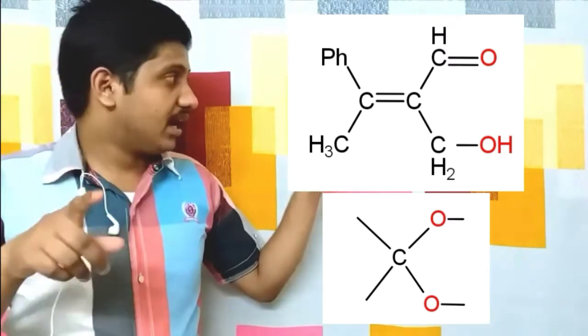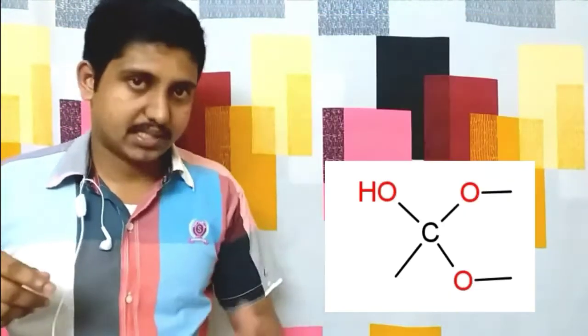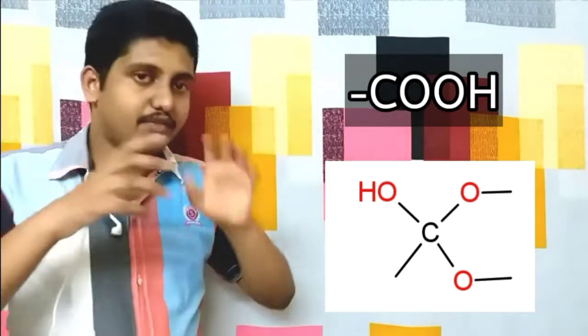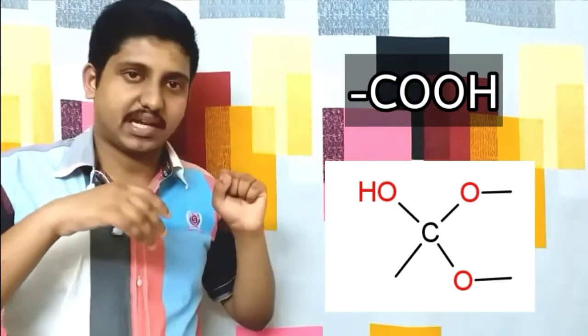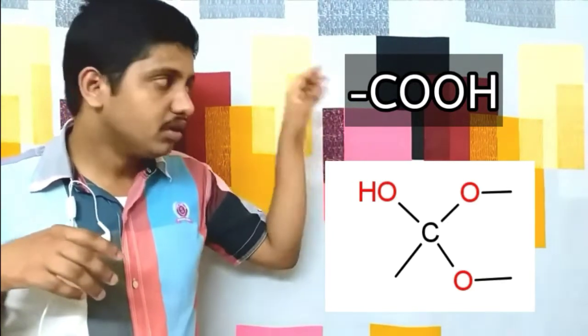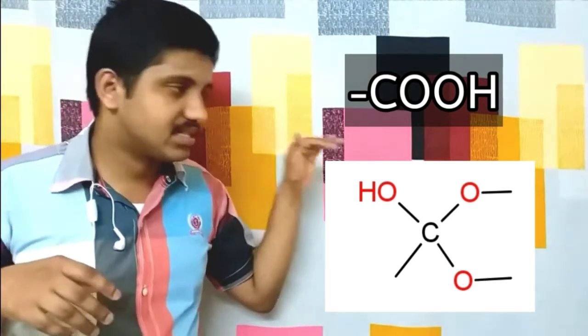In a similar case with a carboxylic acid, say a COOH group is attached, we have to assume as if the carbon is attached to two oxygen atoms by that C double bond O, and one oxygen atom by that C-OH.